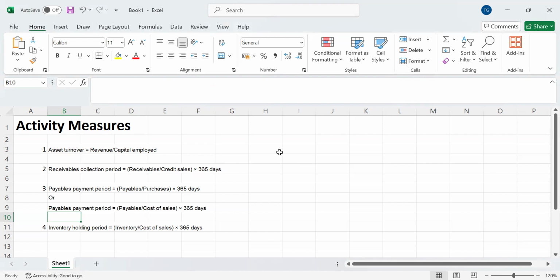We skipped a little bit about the payables payment period. How do you interpret it? If the payables payment period is increasing or decreasing, then this can indicate how easy or difficult it is for the organization to pay its debt.